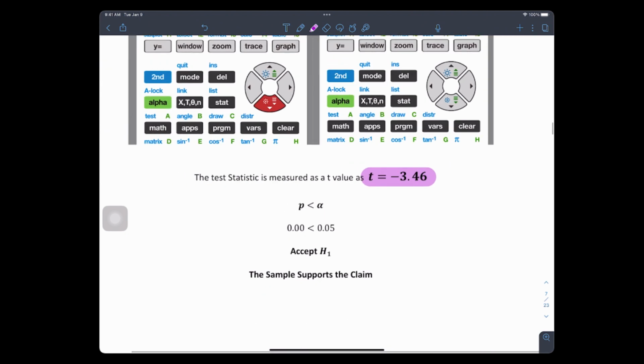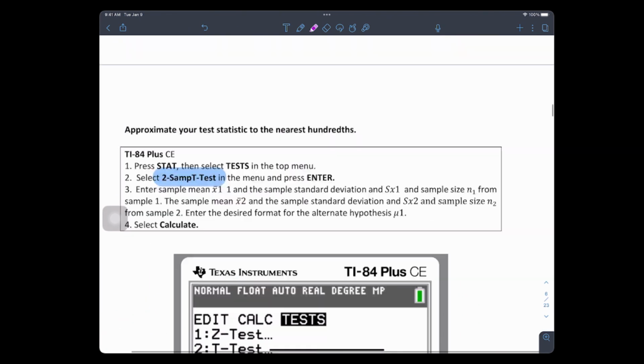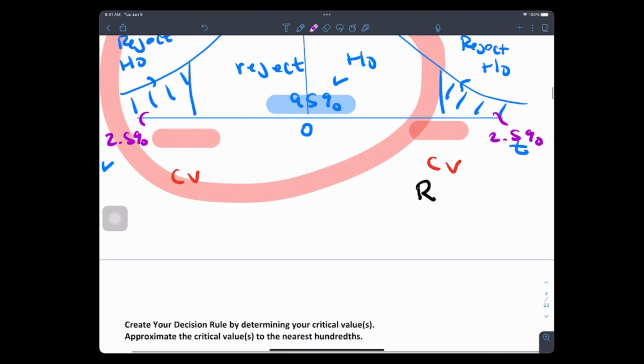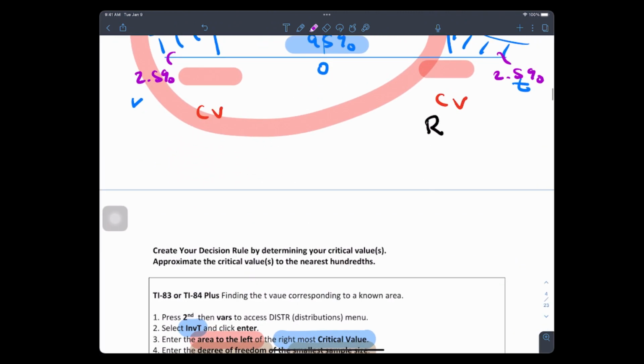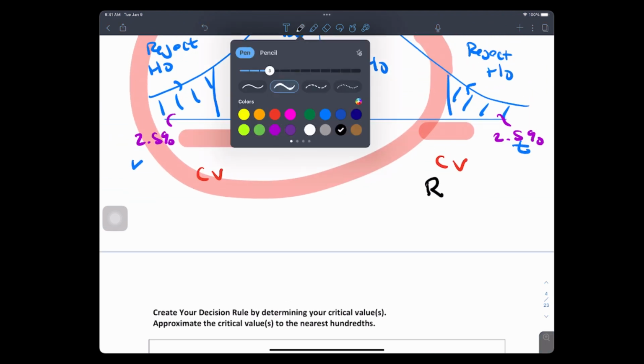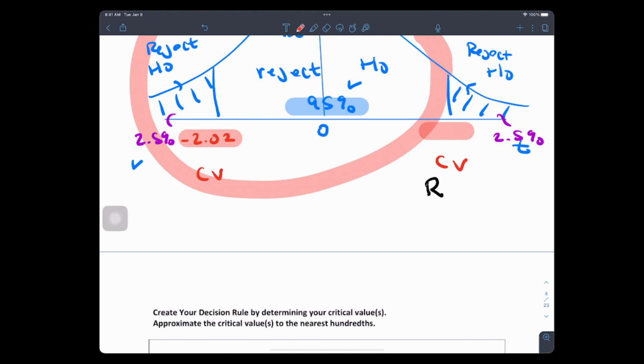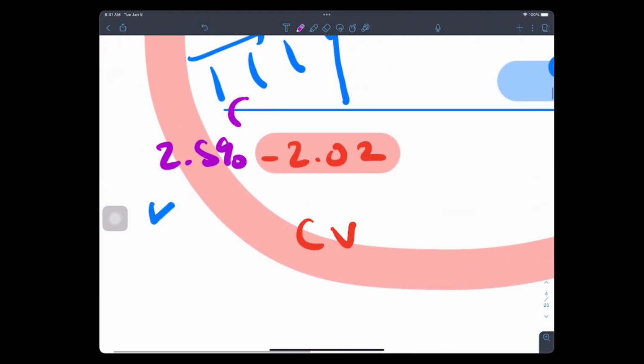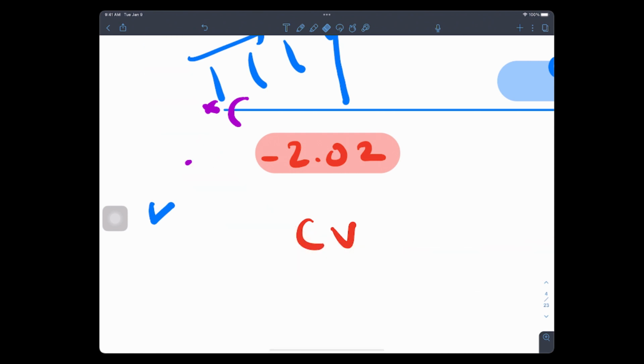Okay. Negative 3.46. Where is that on your decision rule again? Oh, we didn't put the critical values. This is negative 2.02, positive 2.02. What was the test statistic? Negative 3.46. So where's that? Isn't that to the left over here? Yep. I'm going to erase this. What's your test statistic? Negative 3.46, I think.